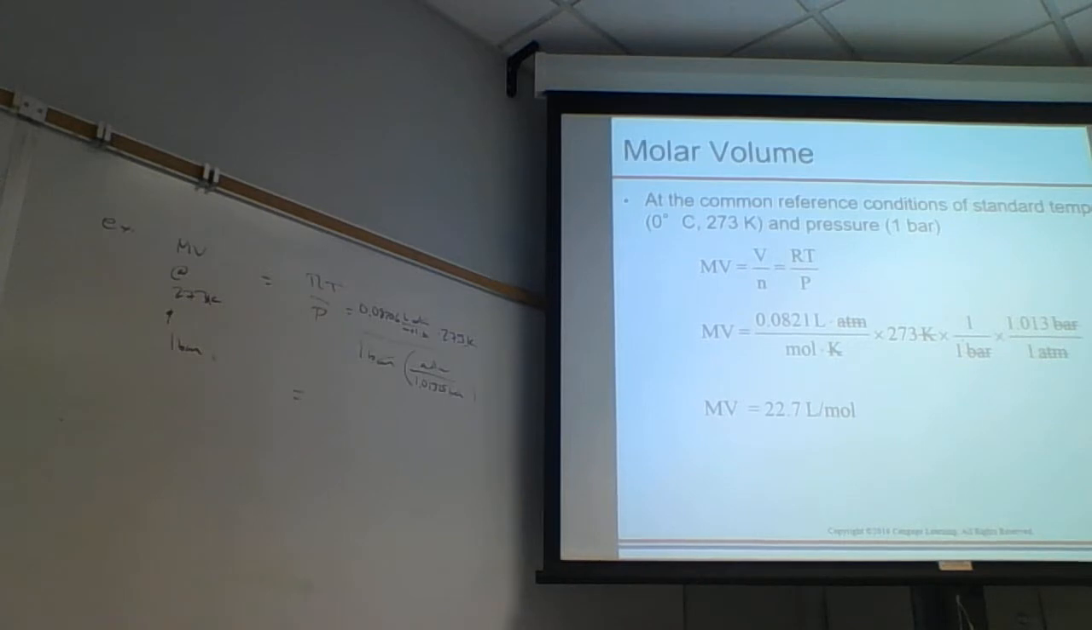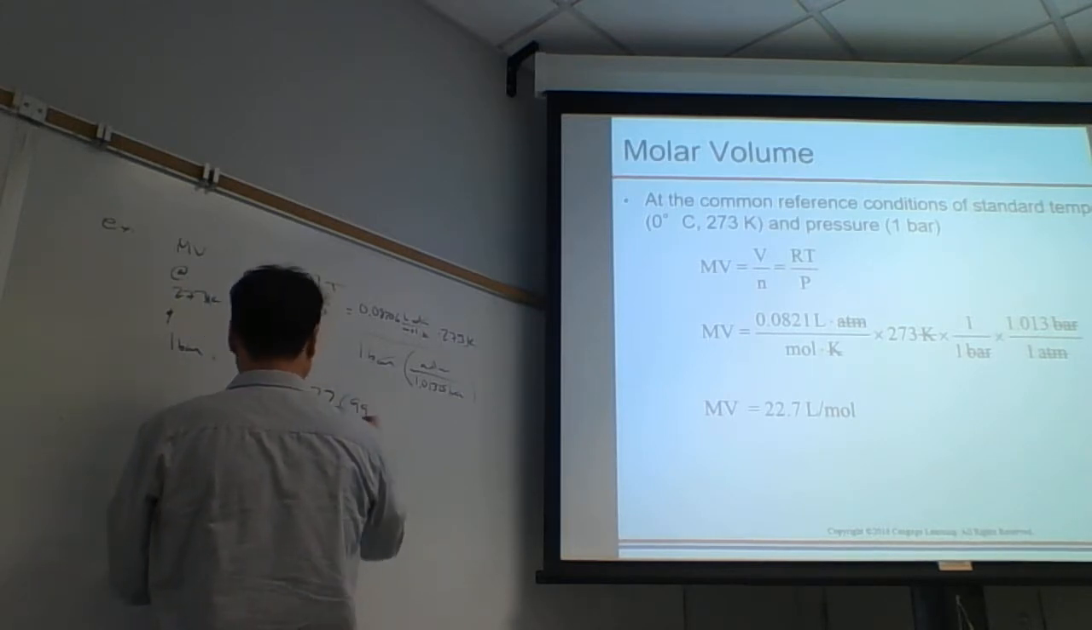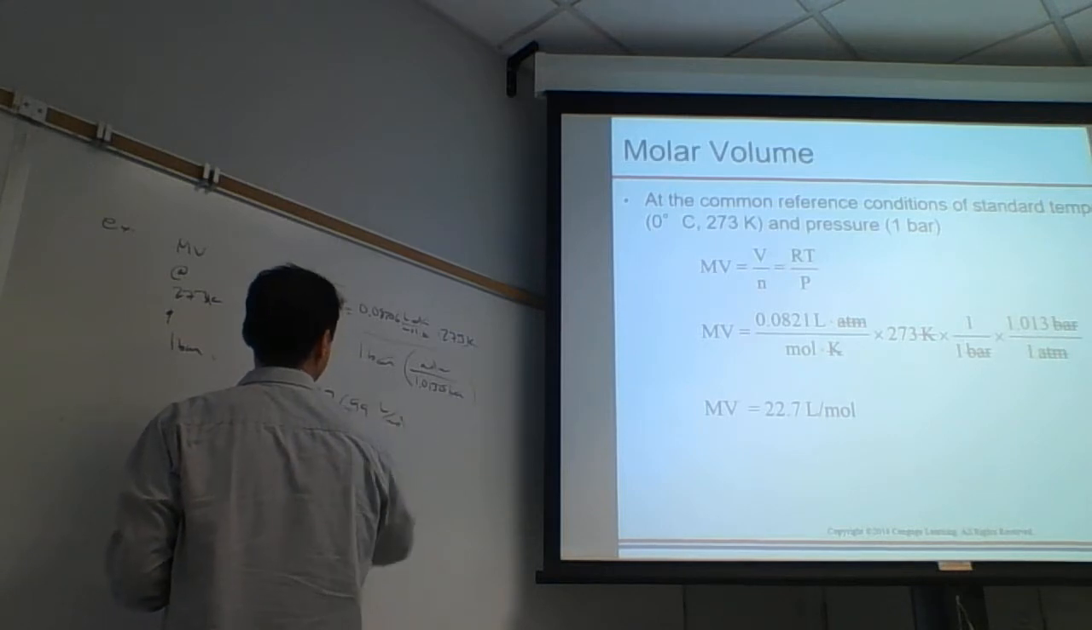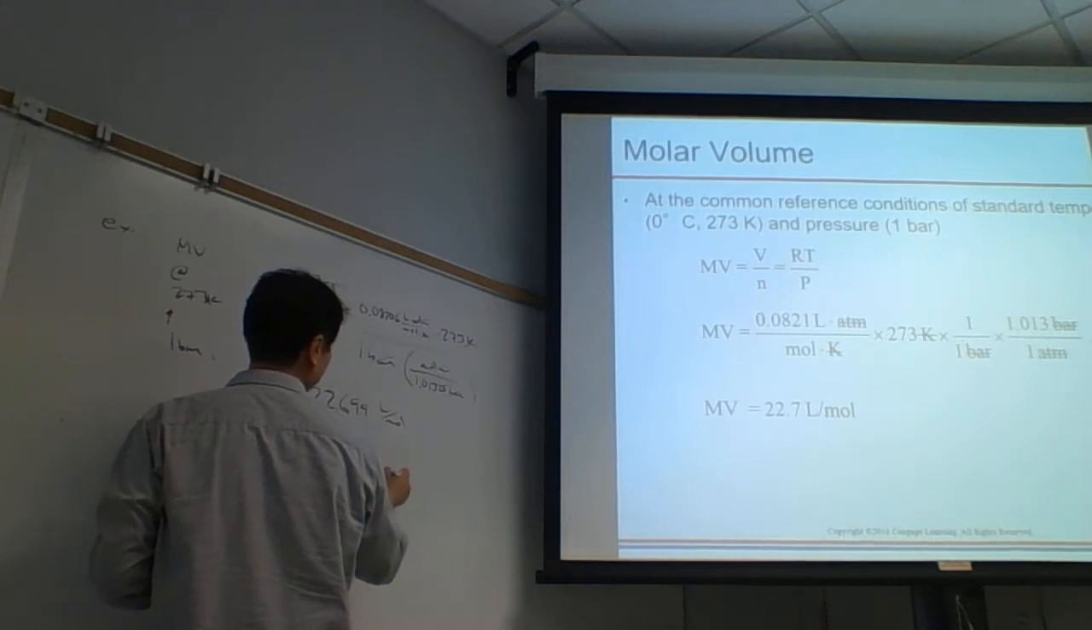So let's see what it comes out to. So I'm going to use my numbers, 0.08206 times 273 times 1.01325. 22.69. The 3 sig figs allow 22.7 liters. Well, they got the same answer.